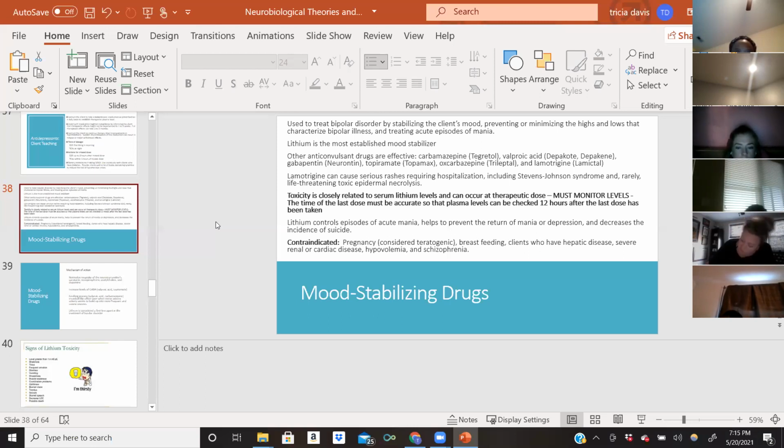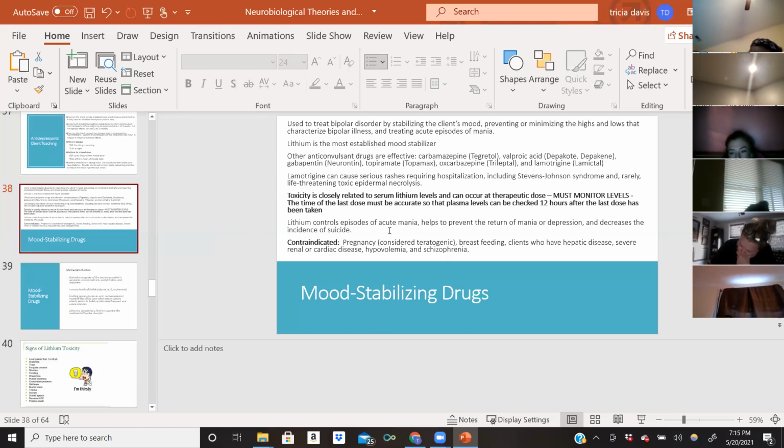The time of the last dose must be very accurate so that the plasma levels can be checked 12 hours after the last dose has been taken. So sometimes in the hospital setting, you're responsible for putting these medication orders in. The doctor will order it as an order subset that we want to monitor these levels, but then you're the person giving the medication. So once you give that patient their medication, you're going to say, hey, I've got to put in an order to monitor these levels. And then you want to put it out so that it occurs 12 hours after the time they took their last dose.